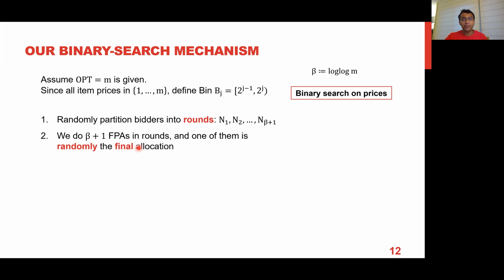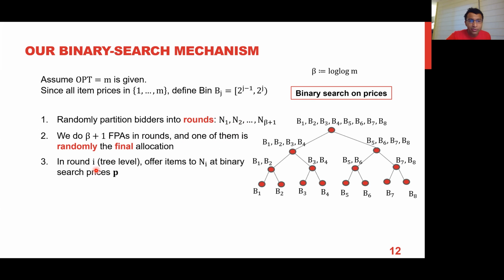A priori, I don't declare which one, like maybe the allocation for N_2 is going to be final. That's not declared. You just run a bunch of auctions and only one of them is made final, with probability 1 over beta plus 1. And no bidder has any incentive to misreport because each of them faces a fixed price auction, so they cannot really affect their prices. So they behave truthfully.